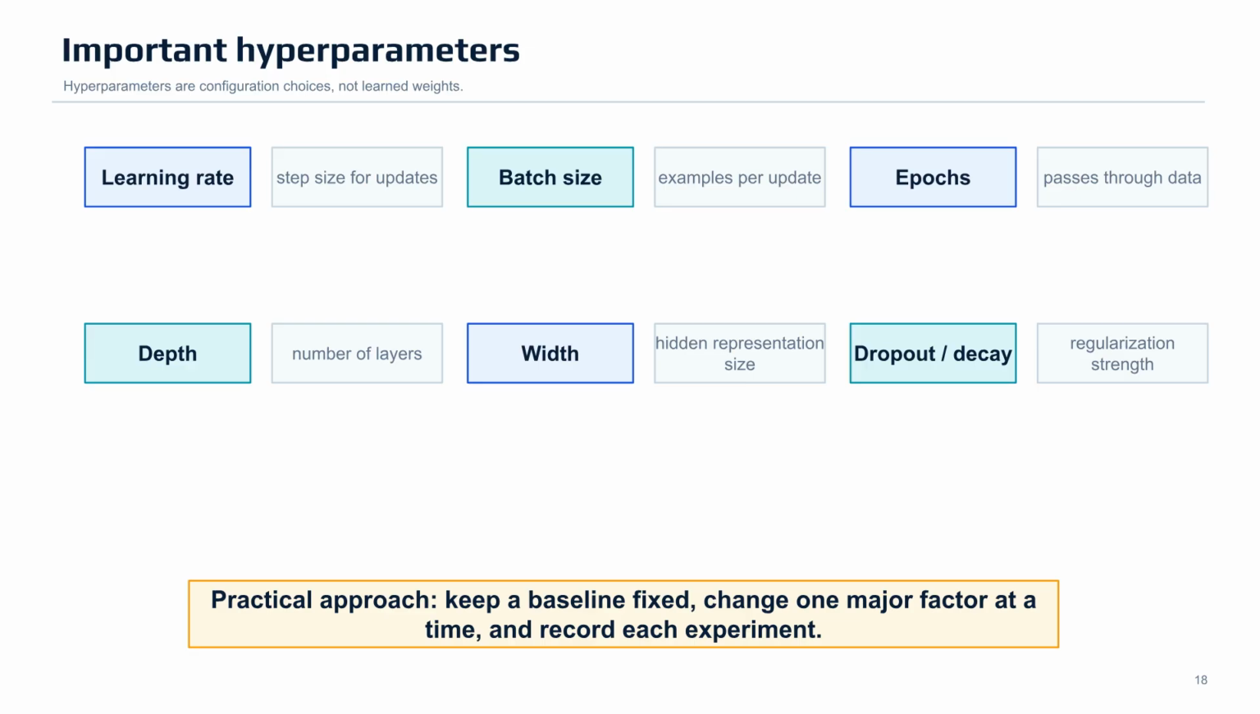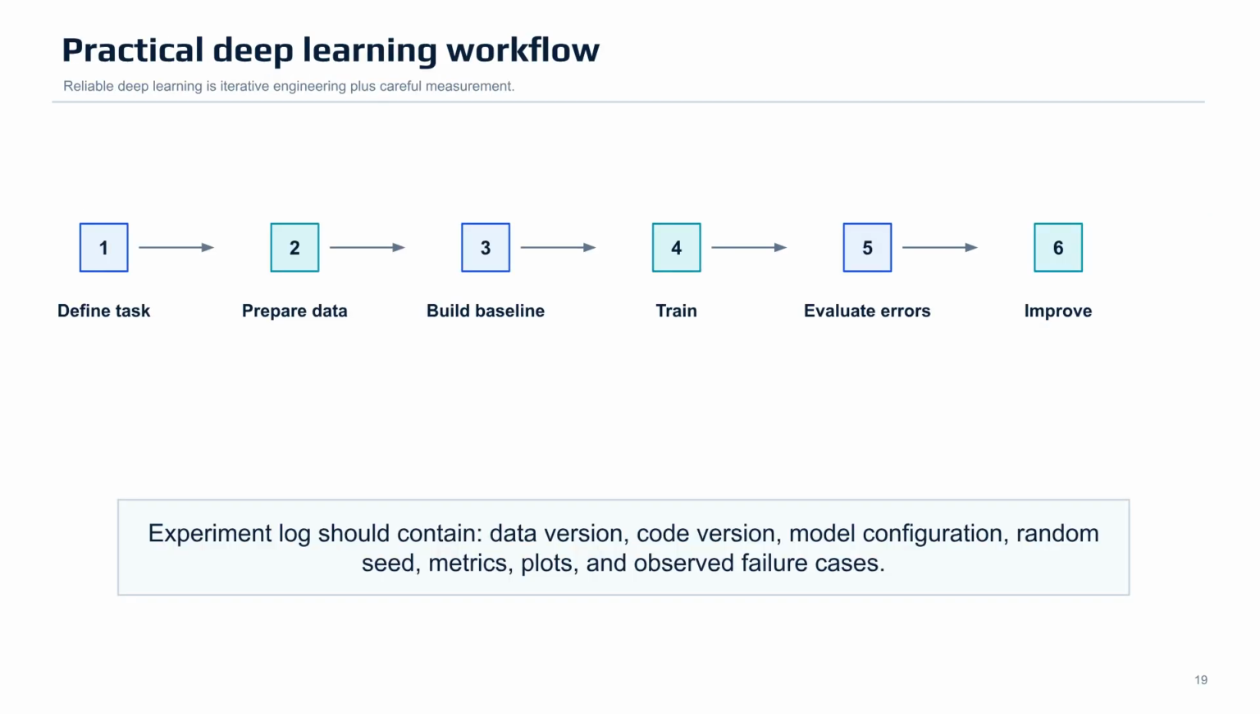Hyperparameters like learning rate, batch size, and network depth significantly impact performance. The best practice is to keep a stable baseline and change one major factor at a time, documenting each result carefully. Reliable deep learning requires an iterative workflow.